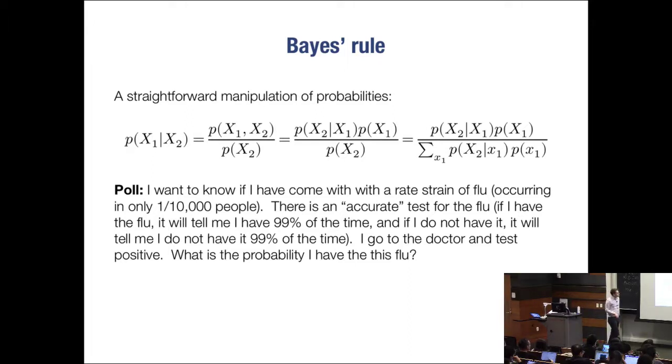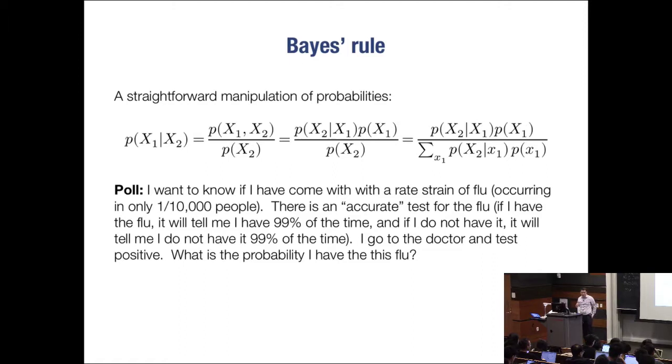And it's a rare strain of the flu, not like the one that's currently going around, which is sadly not that rare. It happens only 1 out of every 10,000 people. But fortunately, there's an accurate test for this flu. In other words, if I have this flu, it will tell me that I have it 99% of the time. And if I don't have it, it will tell me I don't have it 99% of the time.